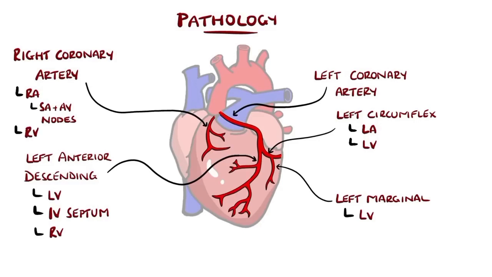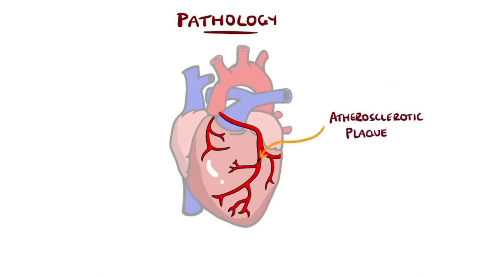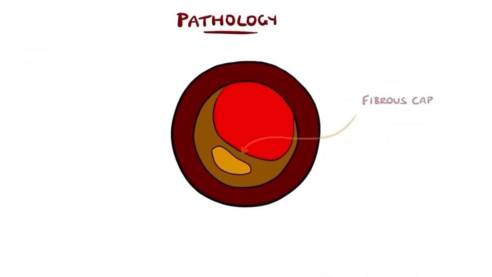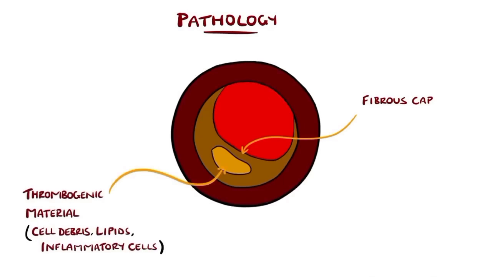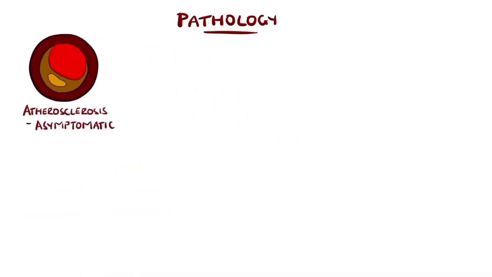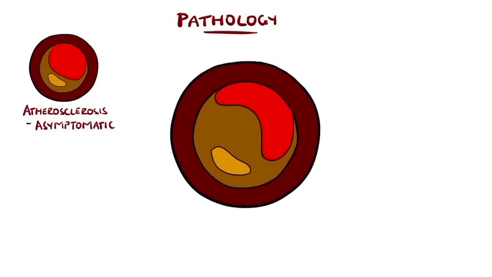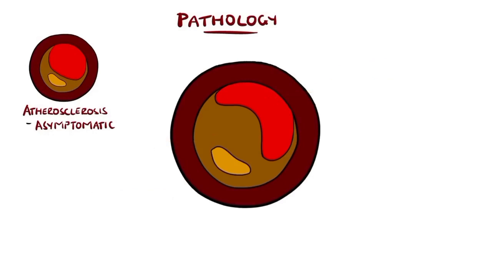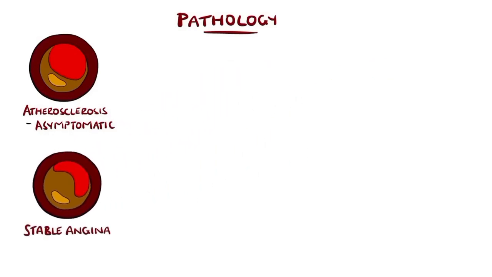Over time, these arteries can become atherosclerotic, which is the formation of fatty plaques on the walls. Atherosclerotic plaques have a fibrous cap that contains cell debris, lipids, and inflammatory cells that altogether make up a thrombogenic substance. In some cases, these plaques develop over years and extend far enough into the lumen of the vessel to narrow it, which can lead to ischemia if the demand increases, such as during exercise. This is what happens in stable angina, a slow change over time.